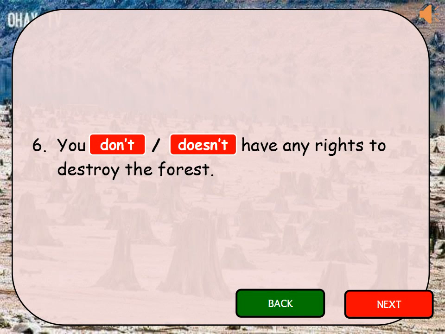Question 6. You don't or doesn't have any rights to destroy the forest. Now you have 5 seconds to answer the question. Yes, you don't or you do not have any rights to destroy the forest. Well done.